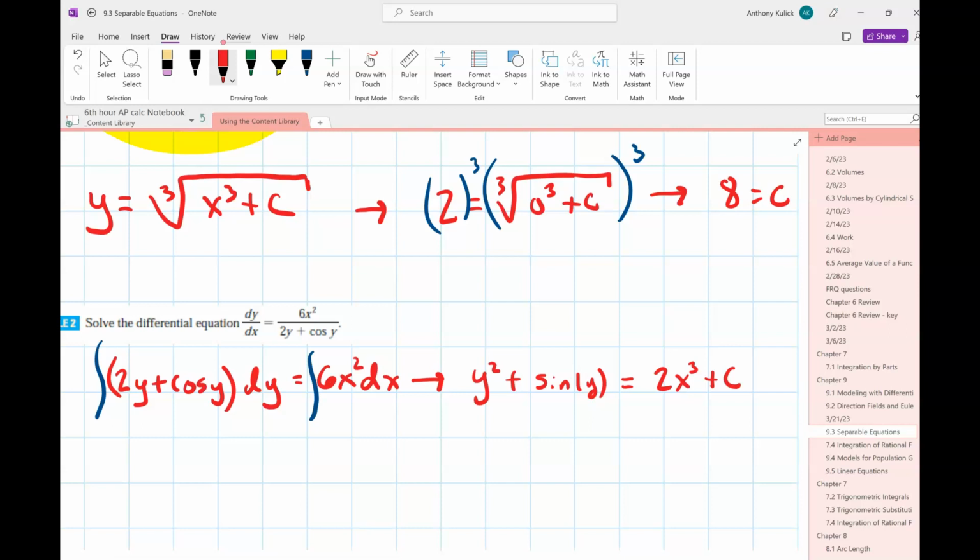by itself. Although if I look at this problem, is that going to be possible? Not with a polynomial plus a trig thing. There's going to be no way to separate that y out of there. This is as good as we got.